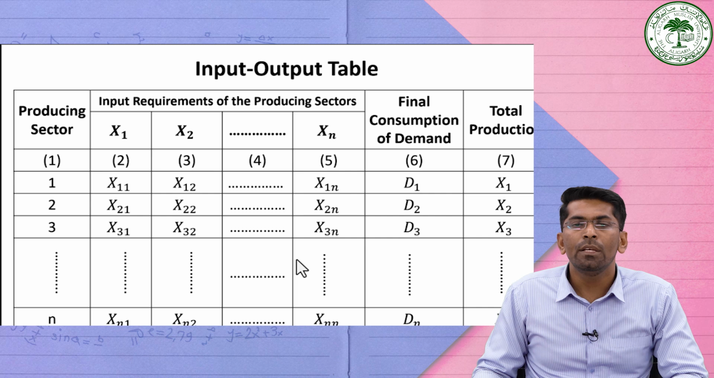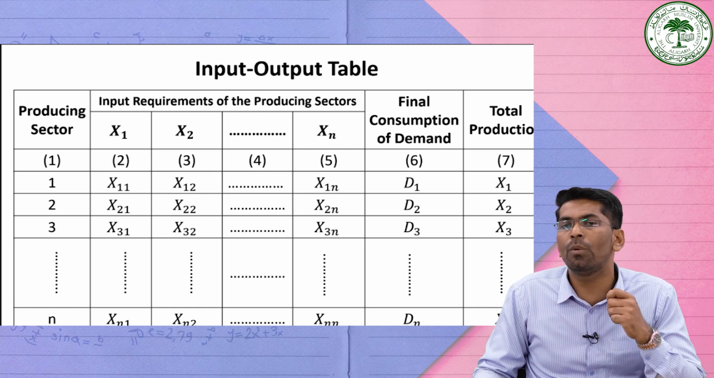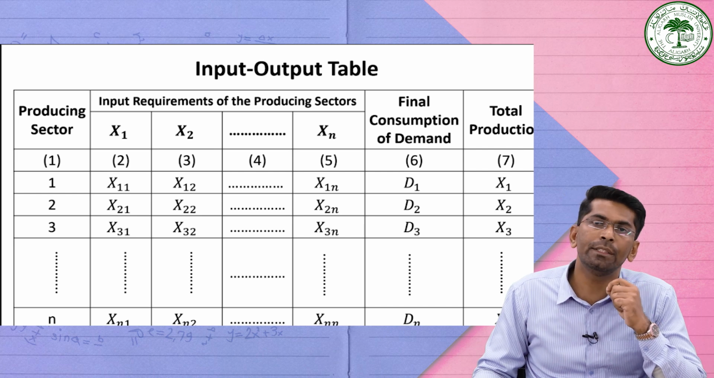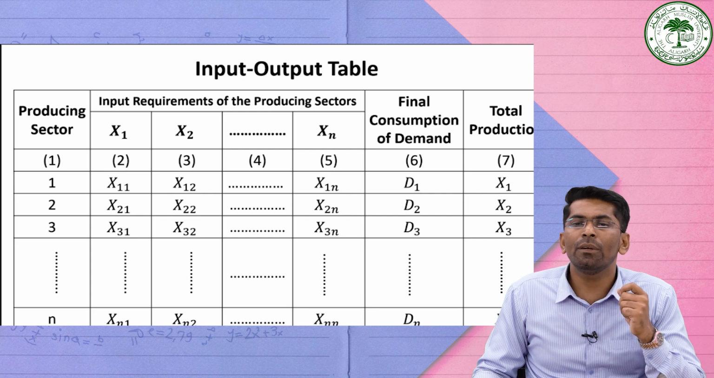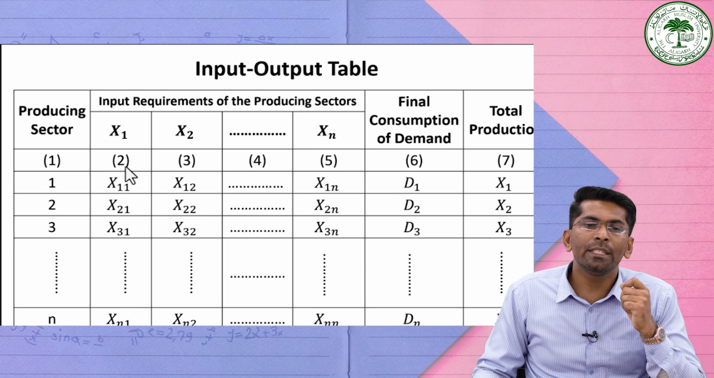So this sixth column represents the final consumption demand. It shows how much total output is consumed by the final consumer. The last column shows the total amount of output produced by the concerned sector. So there is nothing much in the sixth and seventh columns in the input-output analysis. The major players in the input-output analysis are the values from the second to the fifth column.